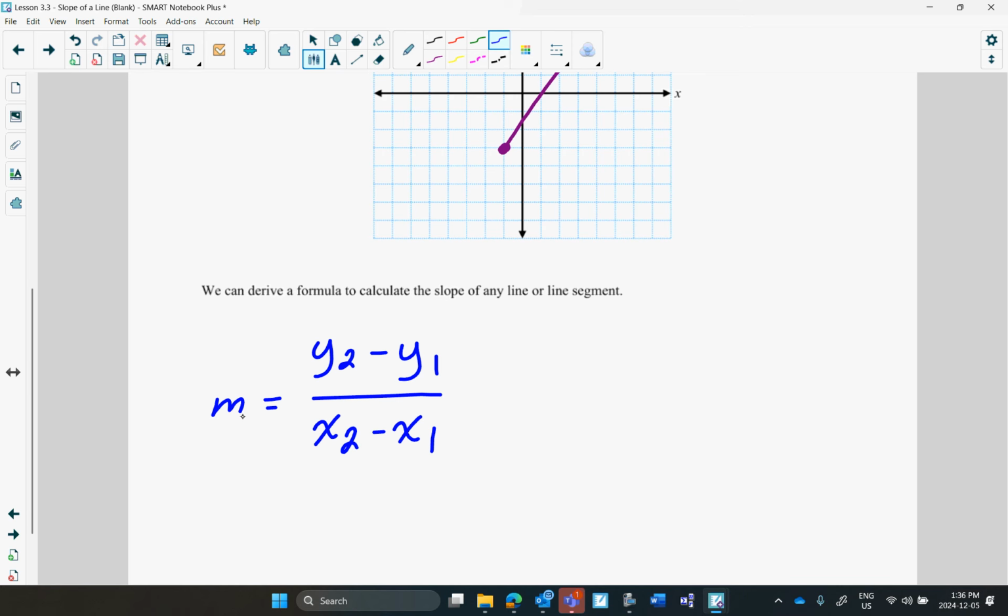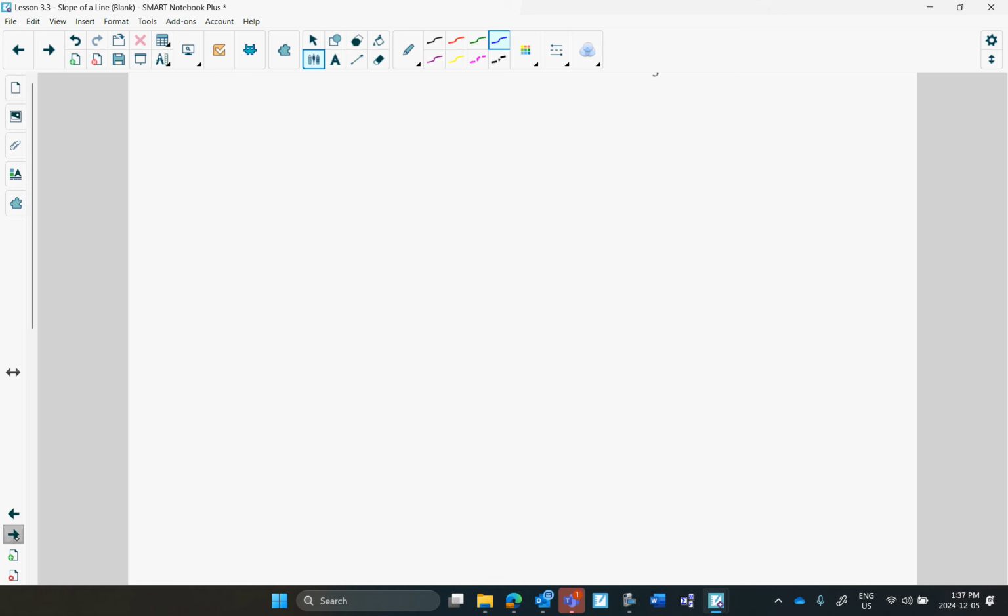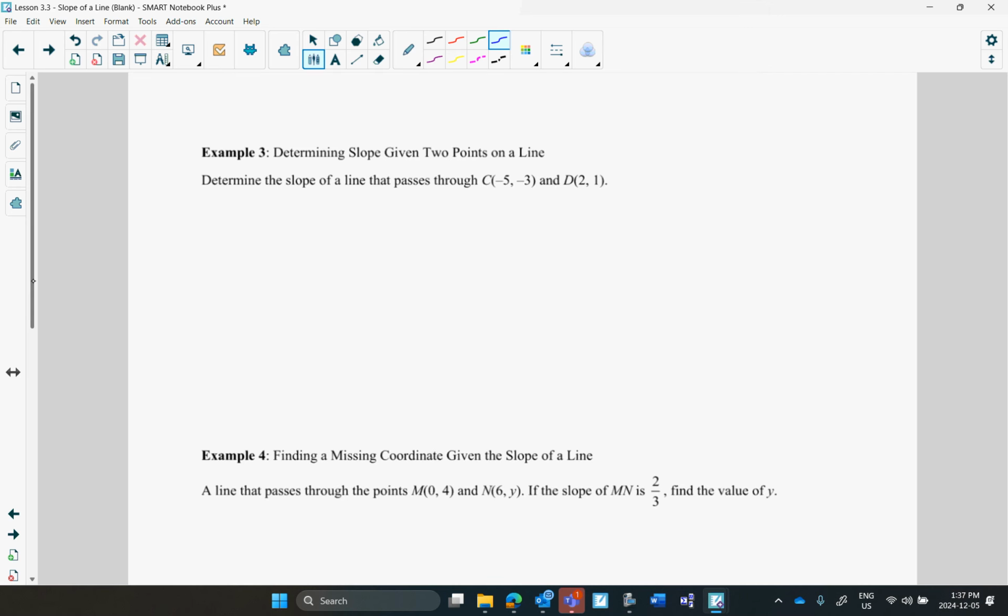Okay. Now that we've figured out that formula, let's just do a couple questions to finish this up. So we're given 2 points. Again, you could take the long way. You could draw a coordinate grid, plot the 2 points, and go rise over run and get your answer. But that takes way too long. Let's use the slope formula.